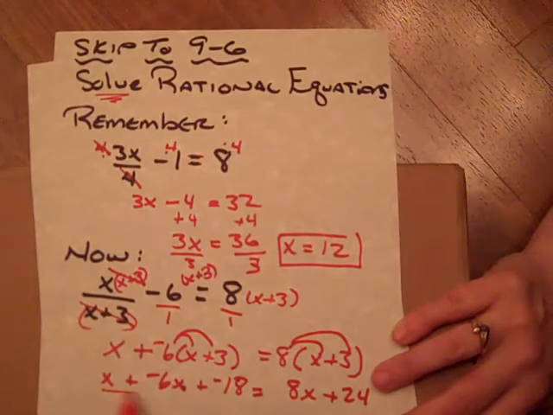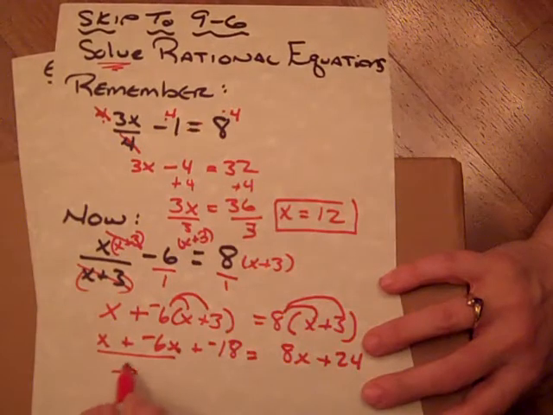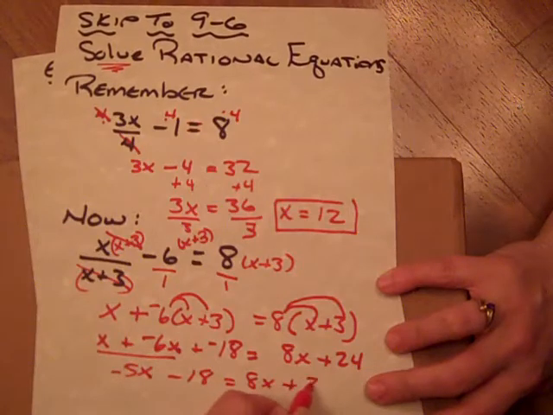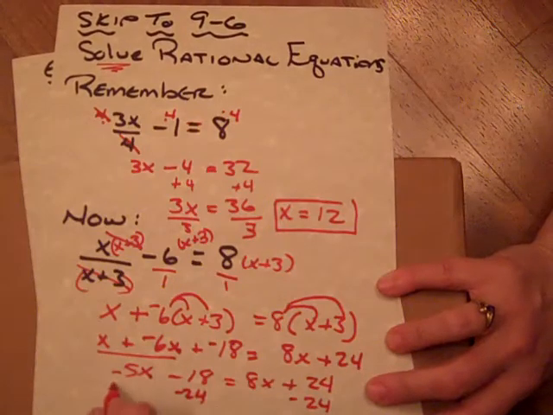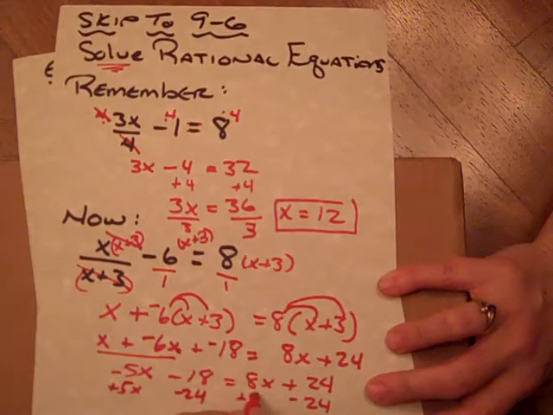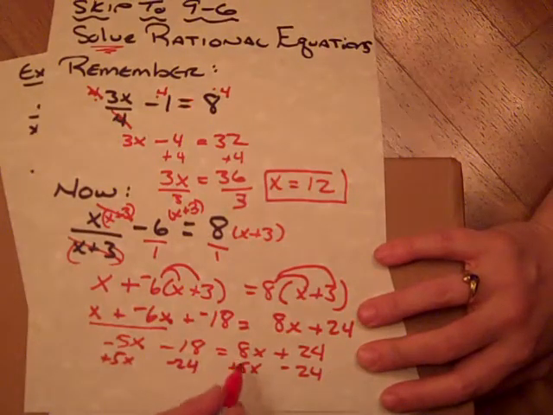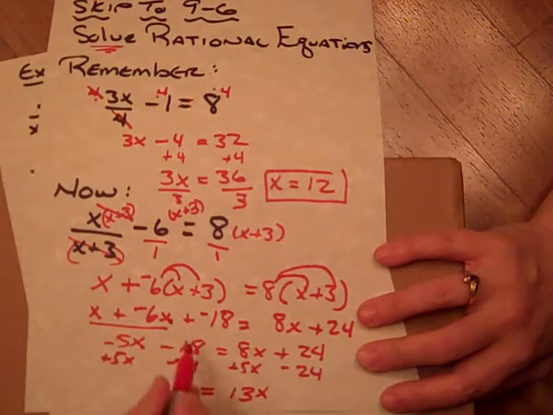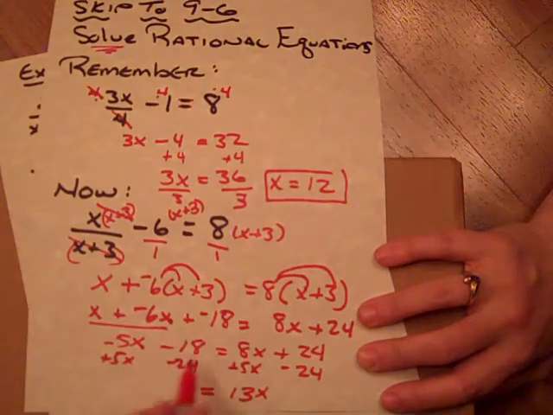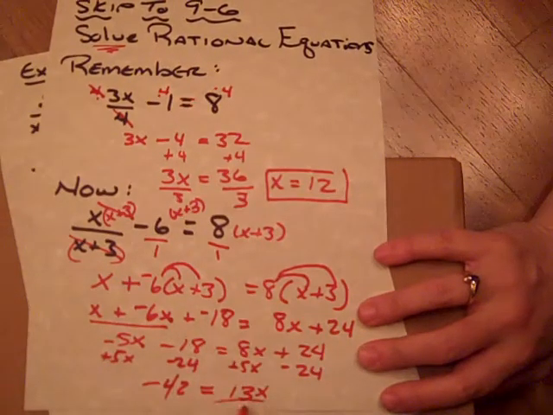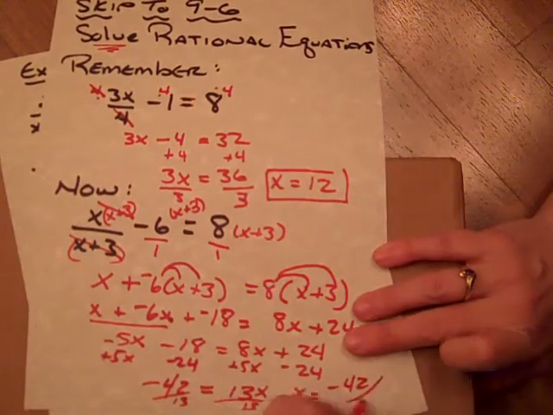If we put all like terms together, this becomes a negative 5x minus 18, equaling 8x plus 24. We can subtract a 24 from this side. I can add 5x to this side. I don't know how great this is going to work out, people. I end up with what? I got a 13x equaling something nasty. I love doing this without your help. 42, negative 42. Divide by 13. I'm totally okay with this ugly answer. x is a negative 42 thirteenths.